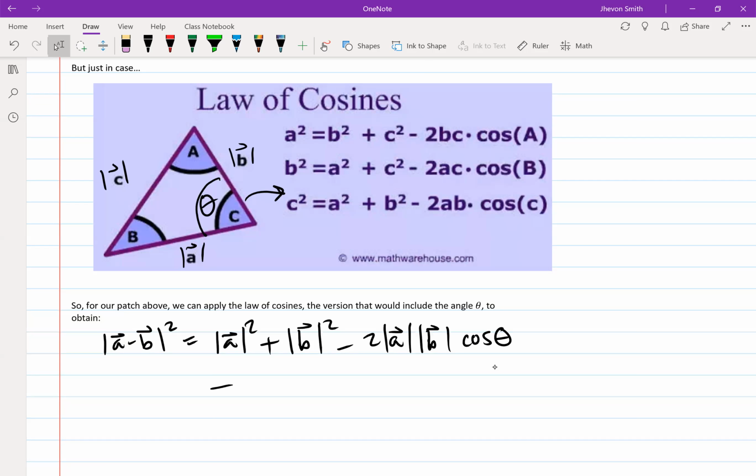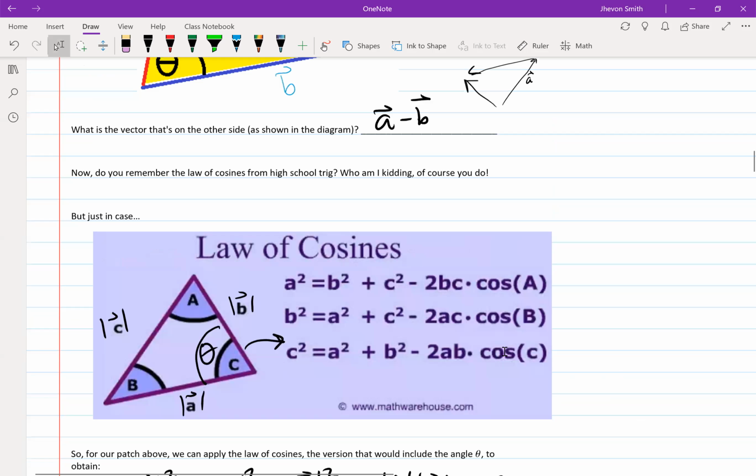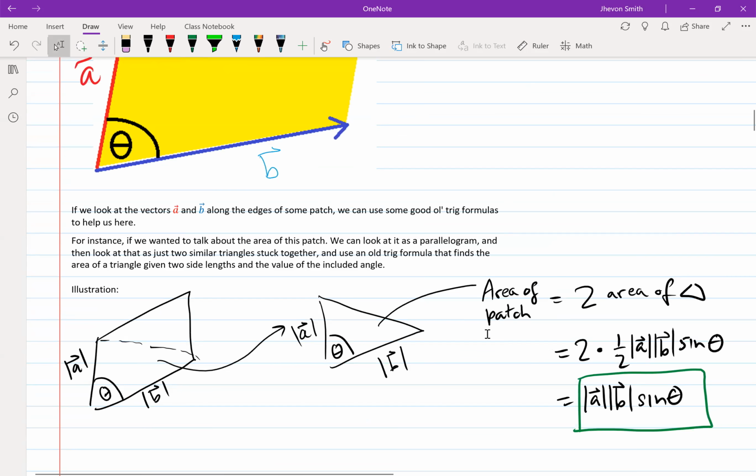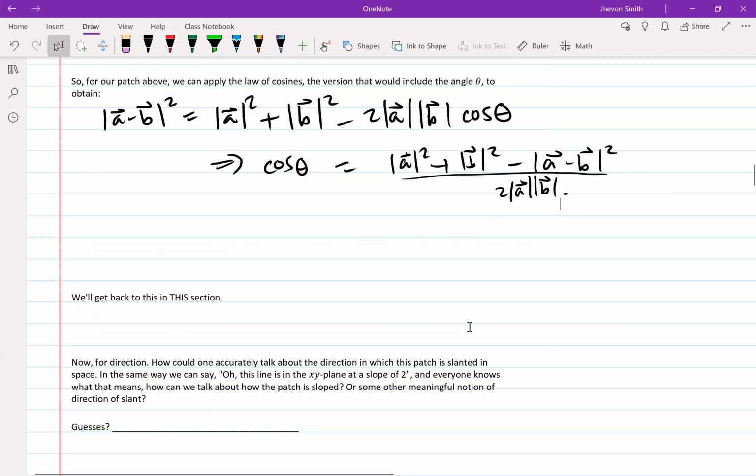And so I can solve for the cosine of theta here, and the angle theta can be found by just taking the cosine inverse. So I can do something like the magnitude of A squared plus the magnitude of B squared minus the magnitude of A minus B squared, over 2 times the magnitude of A times the magnitude of B. Okay, so that's how we can find an angle. So we can talk about areas using this formula, we can find angles using this formula, and we'll get back to that.